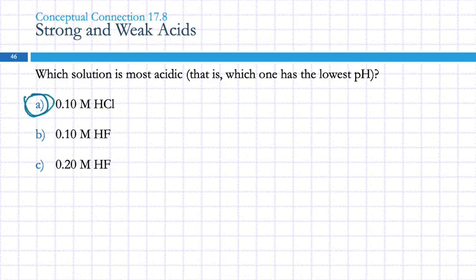So we look at the type of acid, not just the concentration. Well, we're considering the concentration, but we also have to consider strong acid versus weak acid. So this one's strong. Now, if this was like 50 molar HF, then that might be more acidic, but almost always the strong acid's going to win.